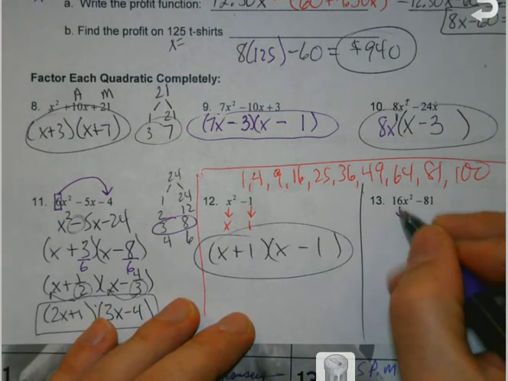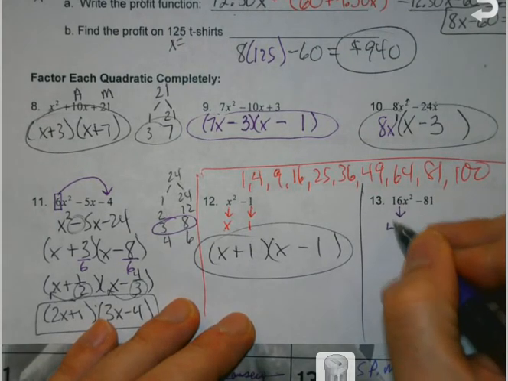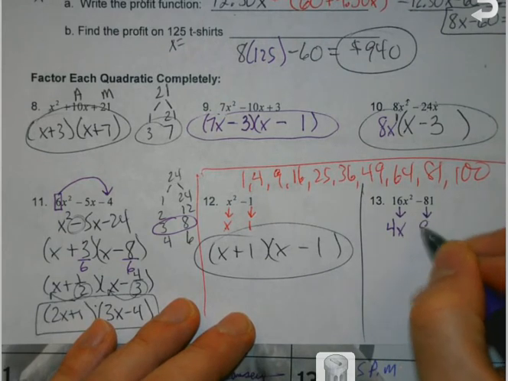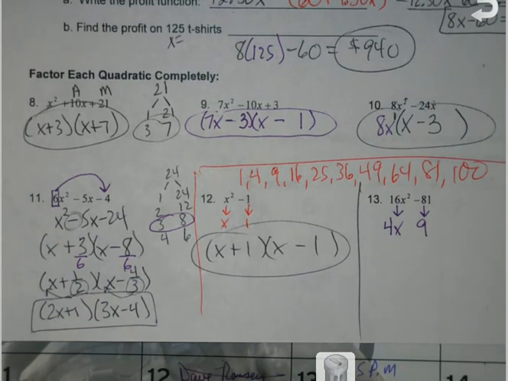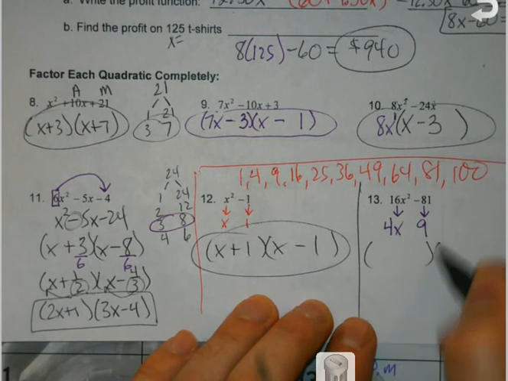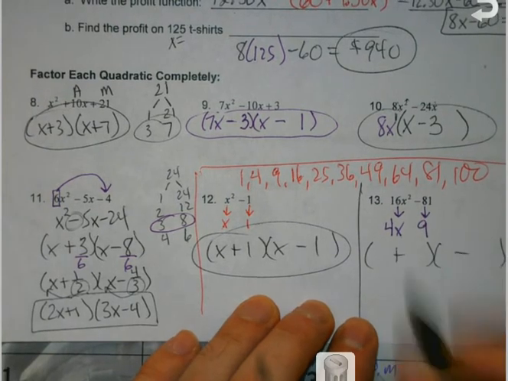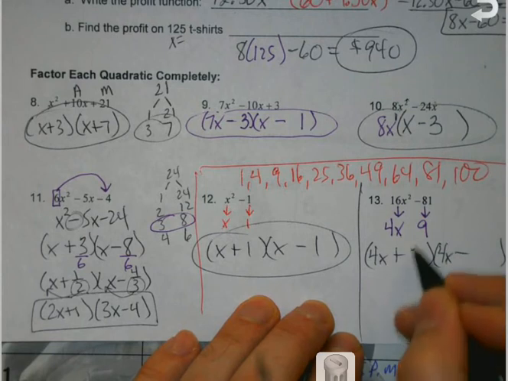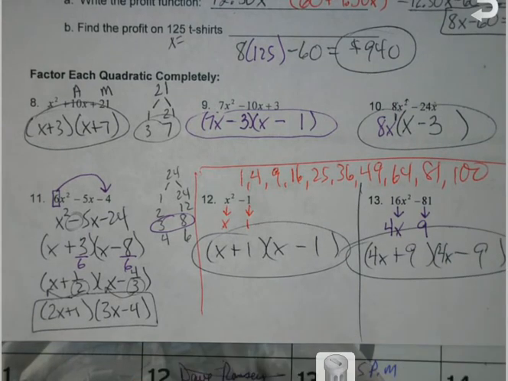Here, what do I square to get 16? 4, and I have the x. What do I square to get 81? 9. Two sets of parentheses, plus minus. Put the 4x at the start of each. Put the 9 at the last. Bang!